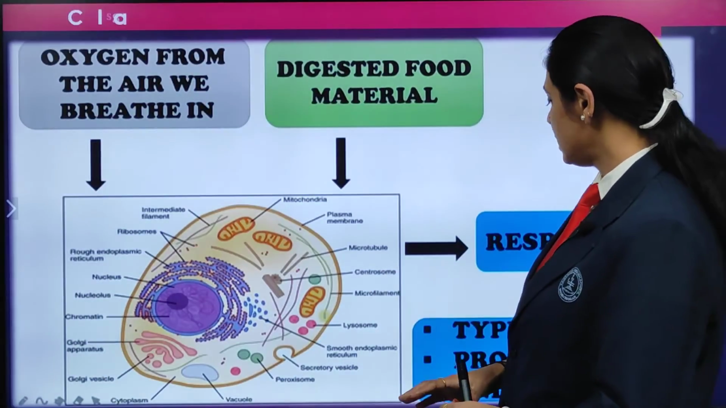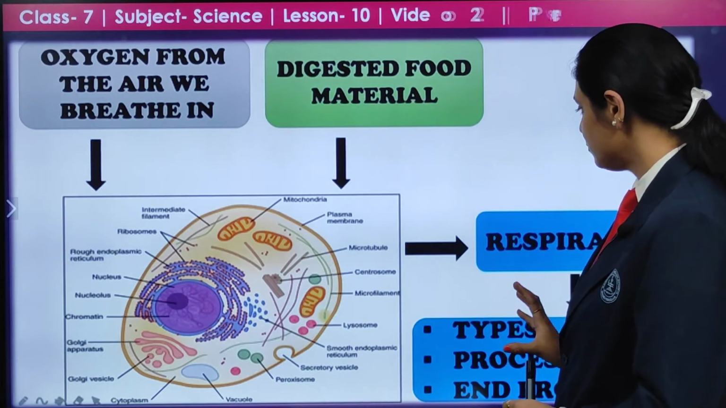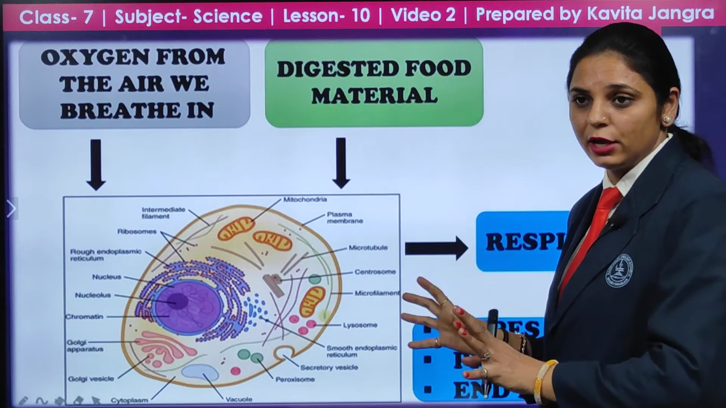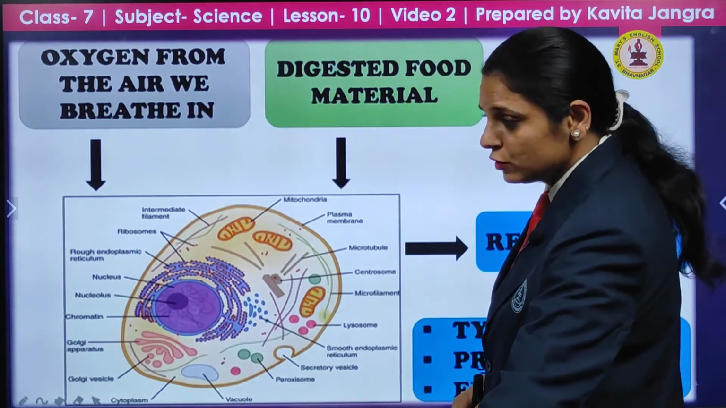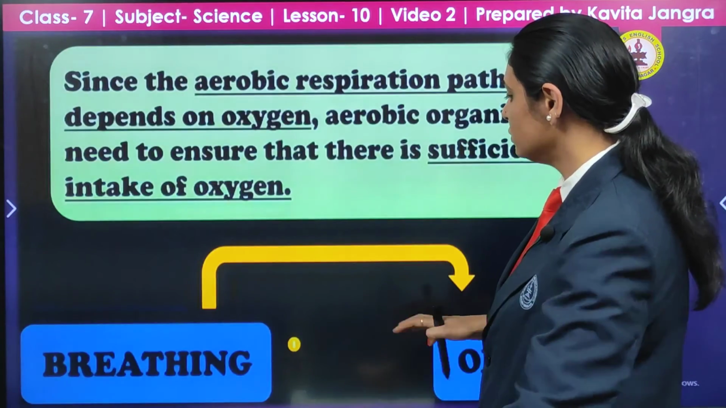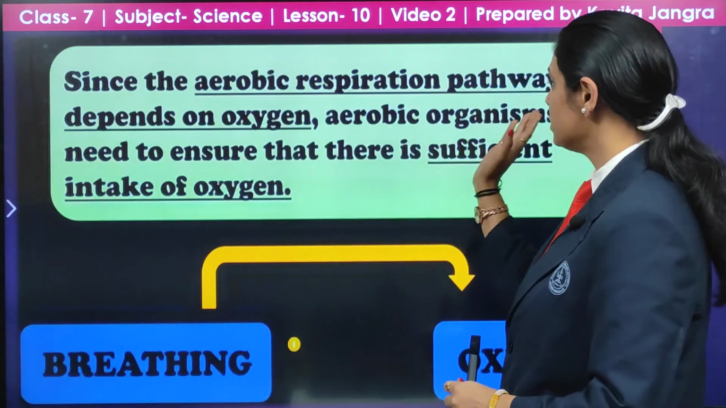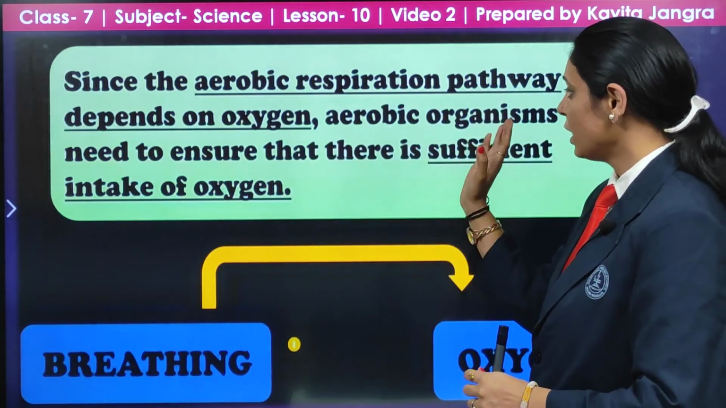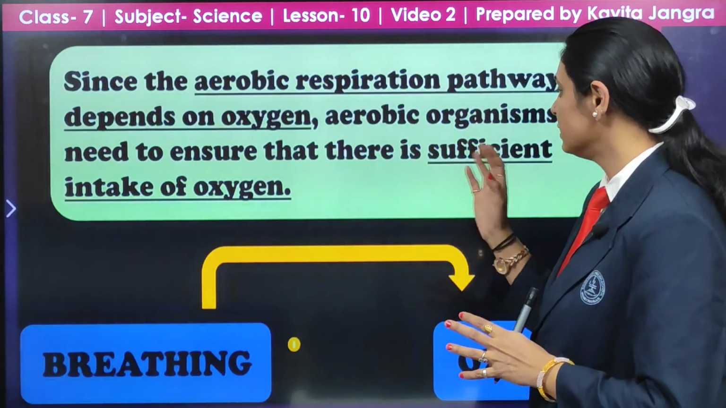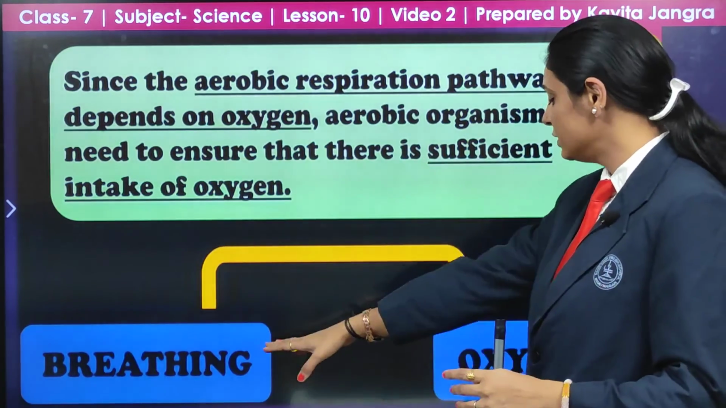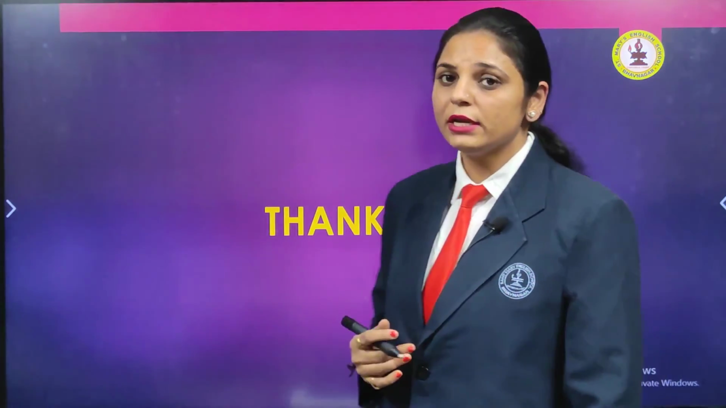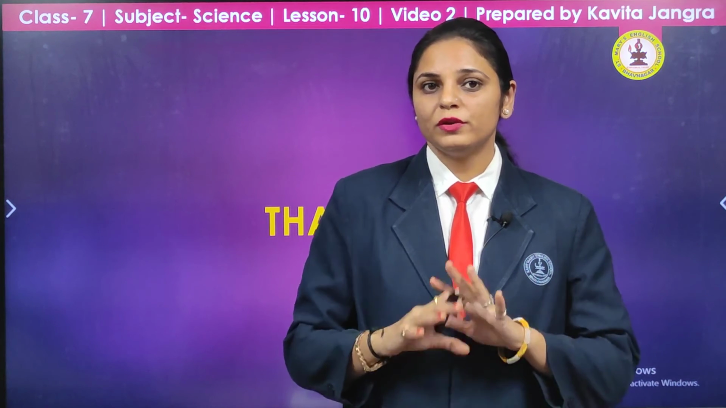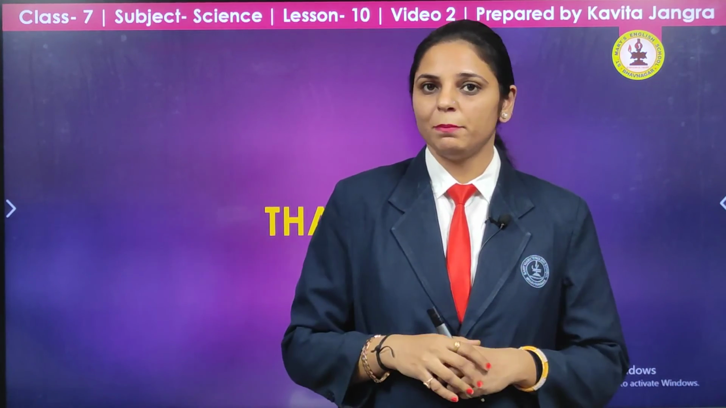So ultimately there are different types of end products in aerobic and anaerobic respiration, and that is very important: the types, the process and the end product. So you should know the definition, the end product and how the process goes on. The aerobic respiration pathway depends on oxygen. Aerobic organisms need to ensure there is a sufficient intake of oxygen. Breathing means we are taking in oxygen, so breathing is a part of respiration, but respiration is the broad term. Respiration is ultimately the taking out of energy from the breakdown of food.